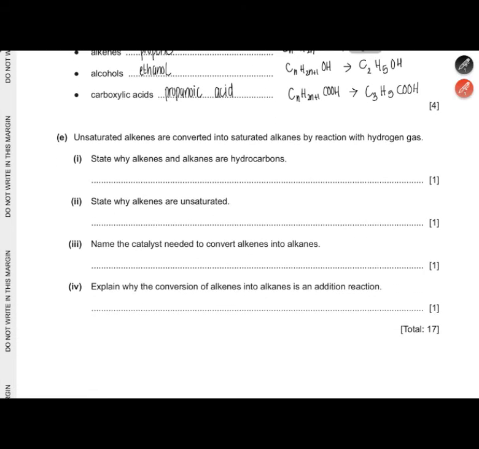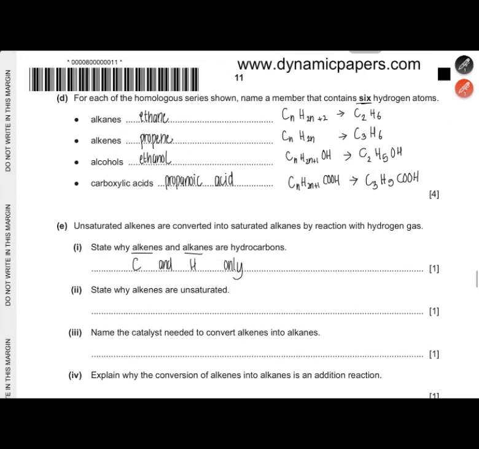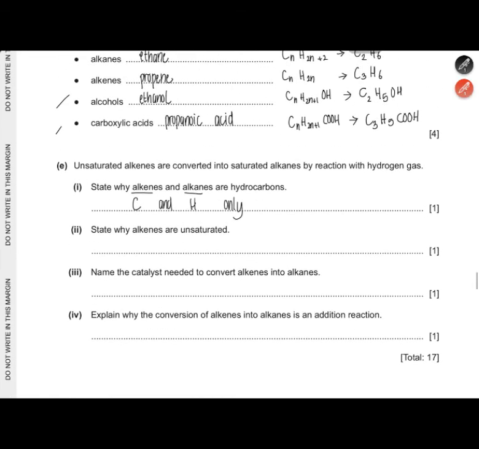Unsaturated alkenes are converted into saturated alkanes by reaction with hydrogen gas. So just why are alkenes and alkanes hydrocarbons? A hydrocarbon is a molecule that has carbon and hydrogen only. As you can see above from the general formula, alcohols and carboxylic acids have oxygen as well, but alkanes and alkenes do not have any extra atoms.